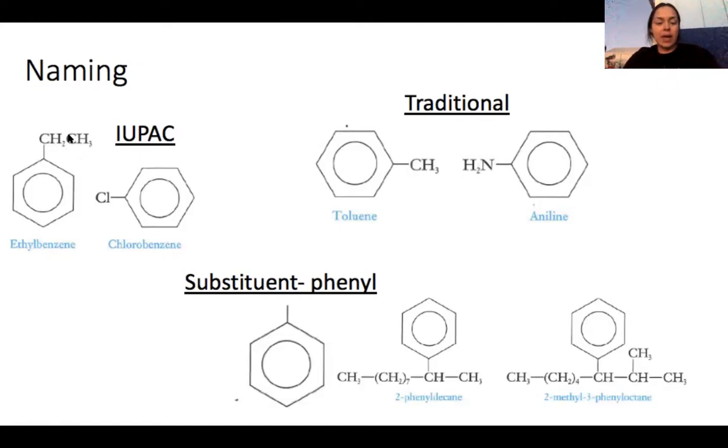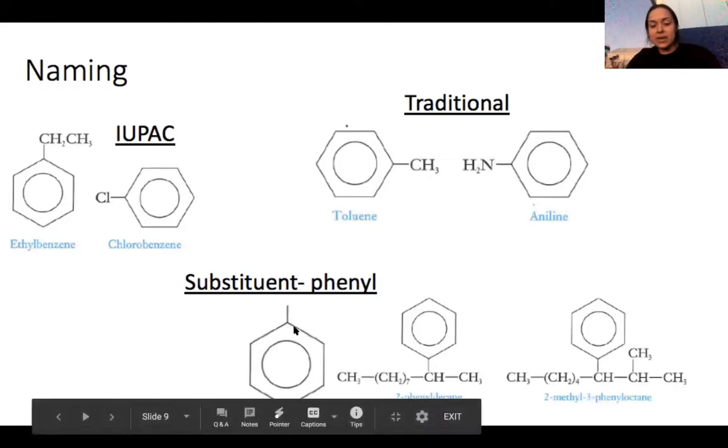So here we have an ethyl group connected to a benzene ring. So it's just ethylbenzene, okay? This chlorine connected to a benzene ring is chlorobenzene. There's some traditional names that you should be aware of that are used a lot in aromatic compounds. So this benzene ring attached to a methyl group is commonly referred to as toluene. And then this benzene group attached to this amine, this NH2, is aniline, okay?